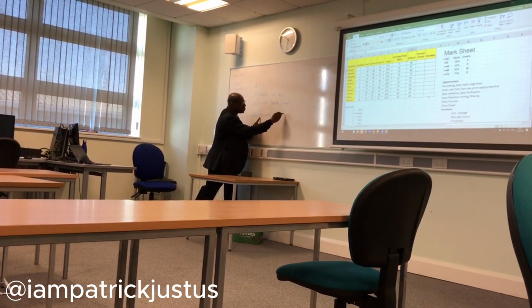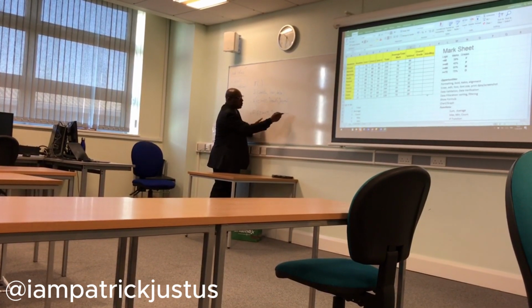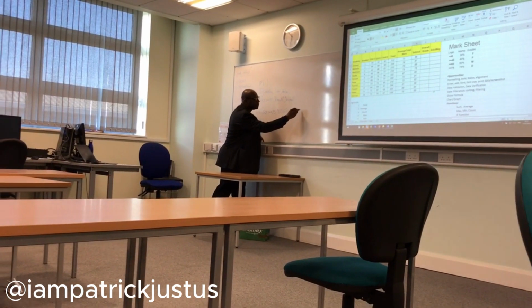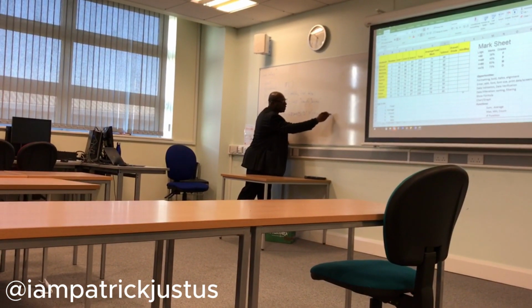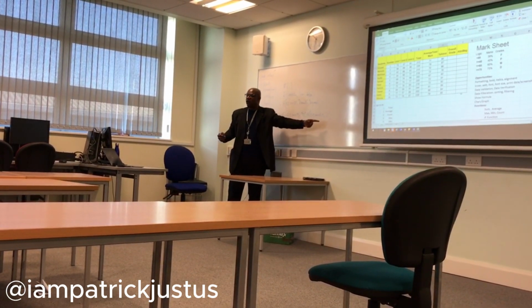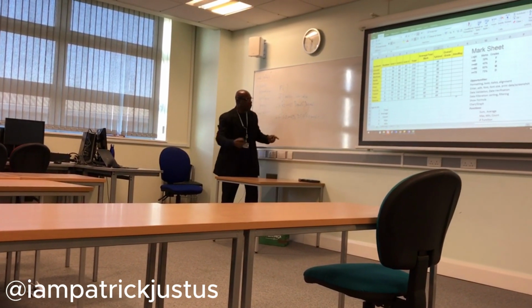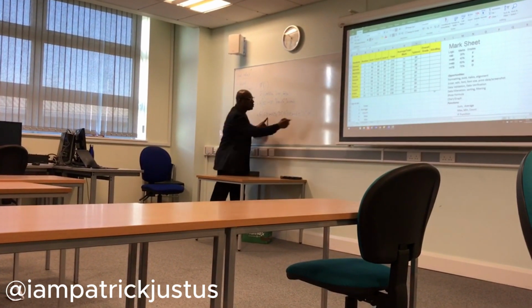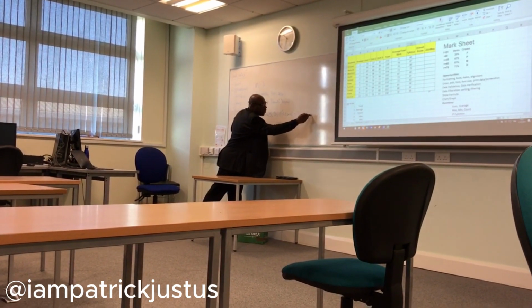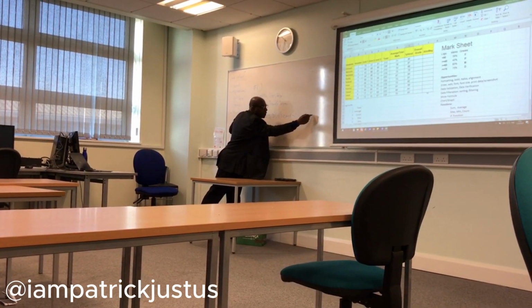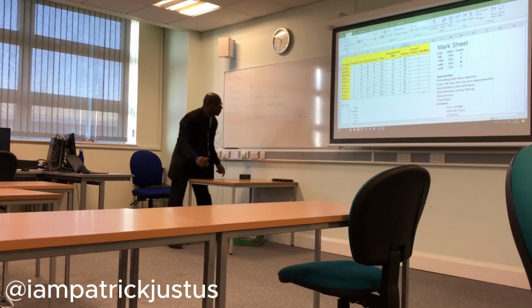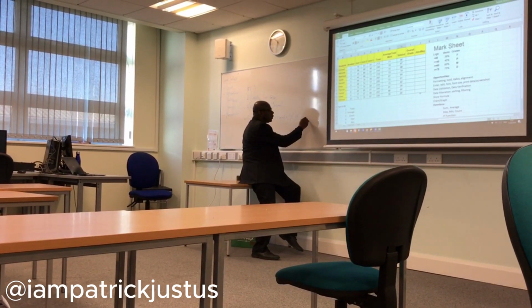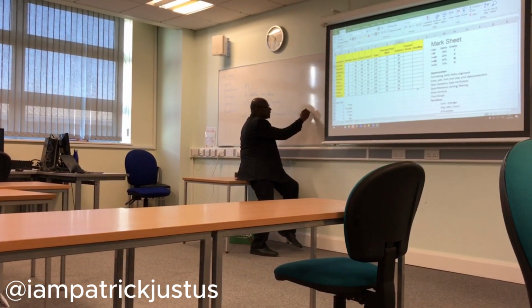So again, if G2 is greater or equal to 60, what do we put? M. Again, we test for pass, which is again another if. So the same thing, G2 is greater or equal to what? 40, what do we put? If it's 40, then we put a pass, isn't it? And comma.